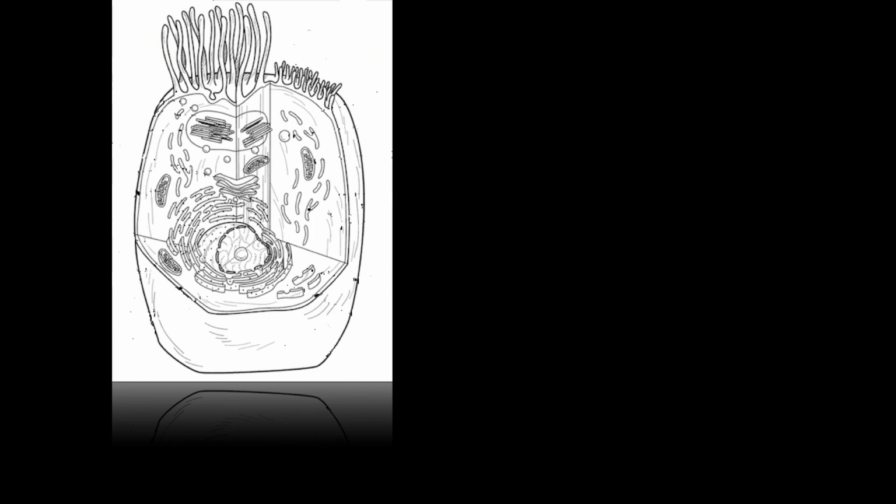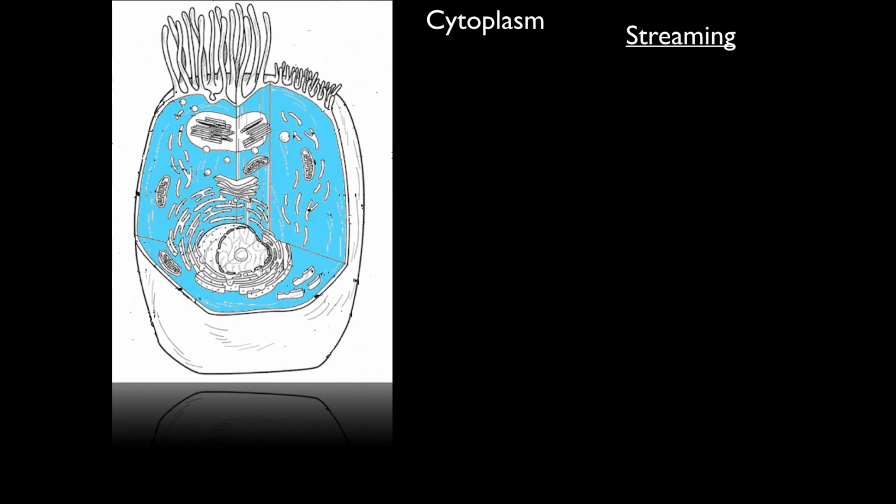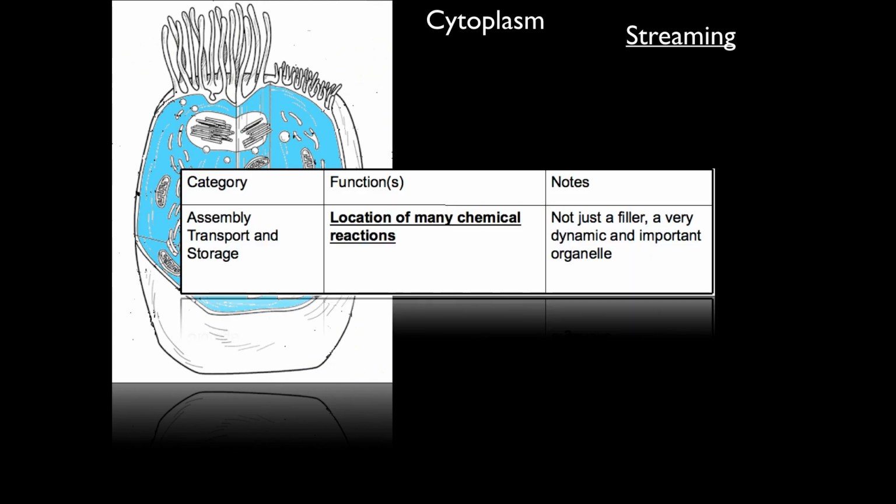We'll start with the cytoplasm. And the cytoplasm really isn't considered an organelle, but the cytoplasm is a very important part of the cell. It's not just an empty filling space. It's not just taking up space. There's a lot of chemical reactions that go on in there, and it is continually changing and moving. We'll put it under the category of assembly, transport, and storage. It is the location of many chemical reactions. And again, it's not just a filler. It's a very dynamic and important structure within the cell.